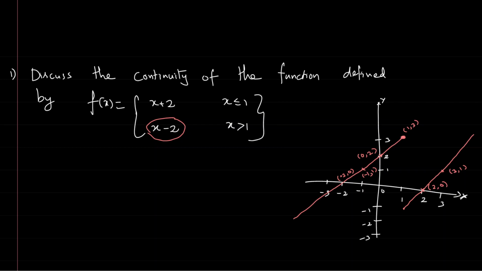Therefore it is not continuous. See here, if you draw this diagram, you have to lift the hand. Where you have to lift, at the point x equal to 1, you have to lift the hand to come to this point. Therefore clearly at x equal to 1, the function is not continuous. Now how do we show that at x equal to 1 the function is not continuous?